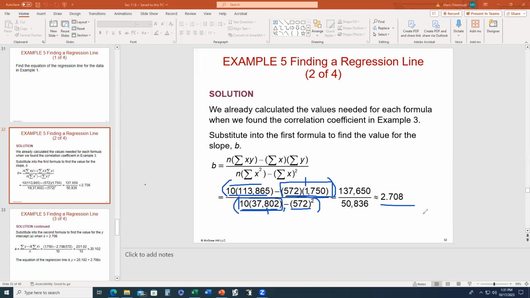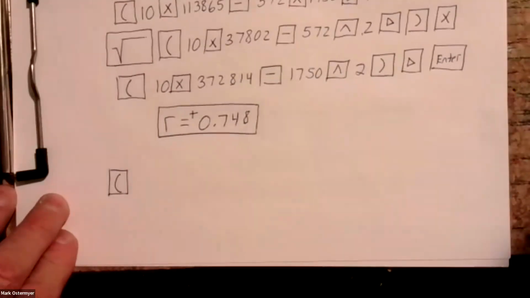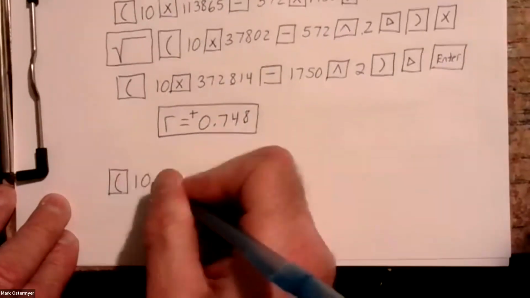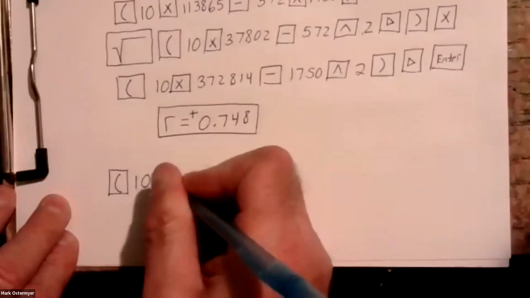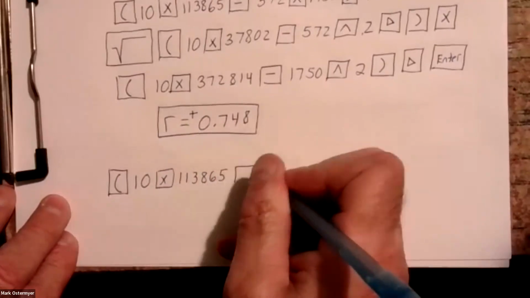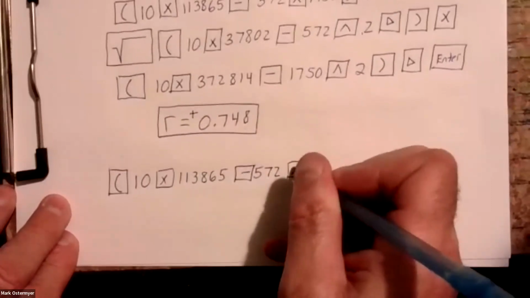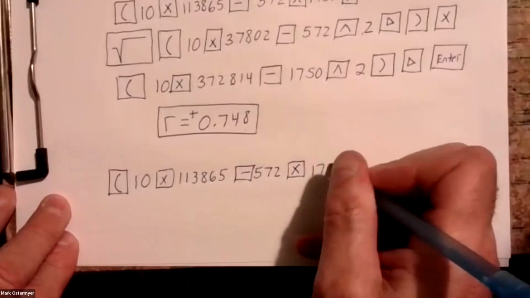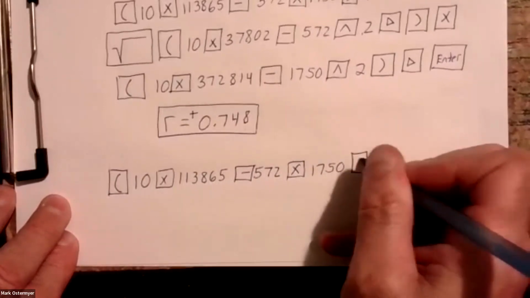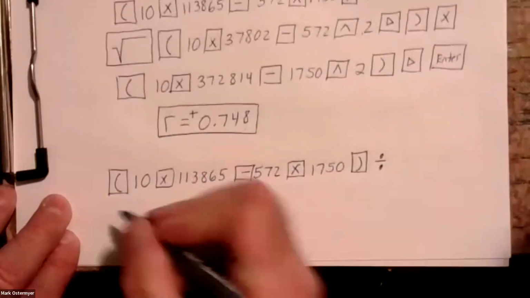Okay. And I'll show you all the keystrokes you got to go through here. If you're still struggling with that, this would be the verbatim keystrokes you literally do on your calculator. Open parenthesis, 10 times the 113,865, subtract 572 times the 1,750, closed parenthesis, that's your entire numerator, divided by now your entire denominator.